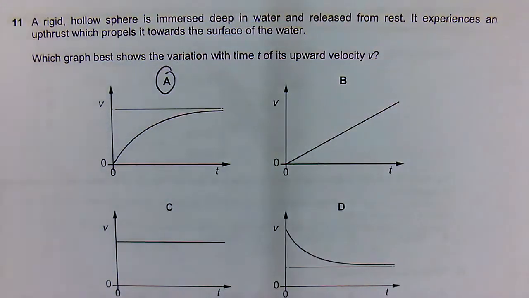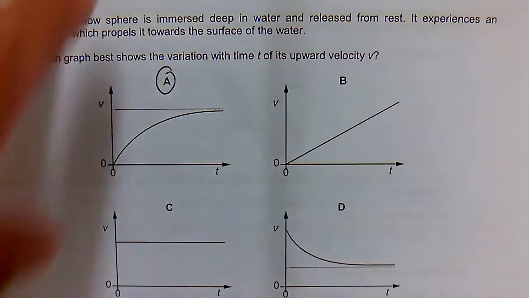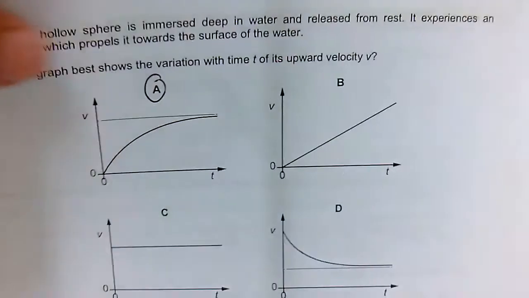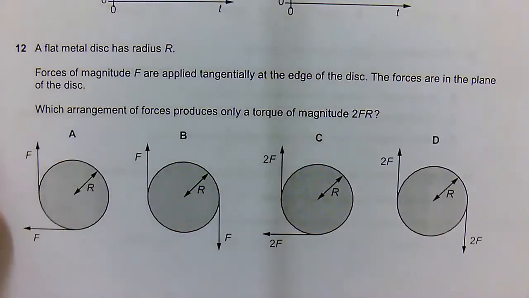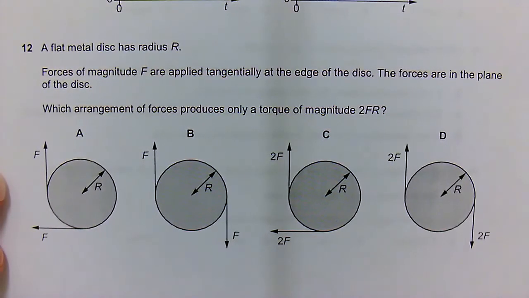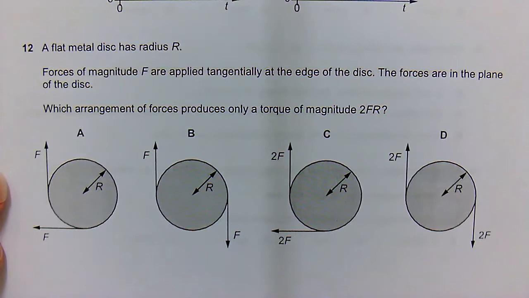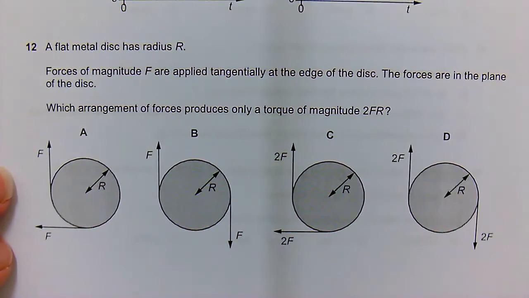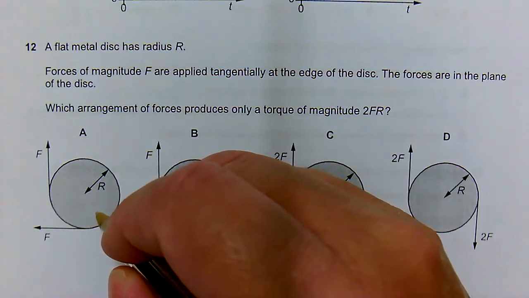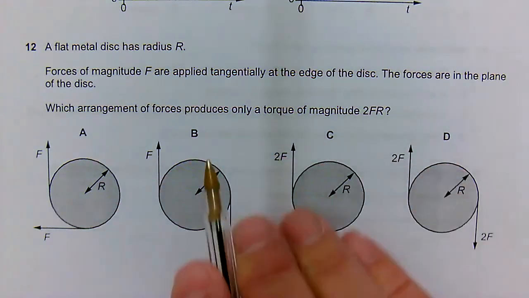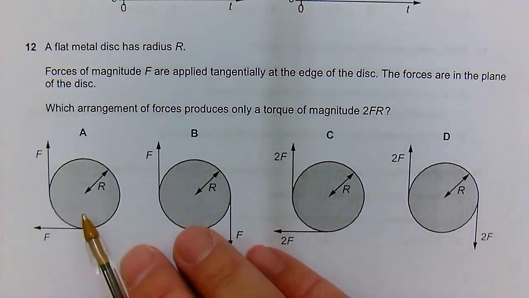Pretty simple. So number 12, you've got a flat metal disc of radius r. Forces of magnitude F are applied tangentially at the edge of the disc. The forces are in the plane of the disc. Which arrangement of forces produces only a torque of magnitude 2Fr? So which of these produces a torque of a magnitude of 2Fr? So this one, well, only a torque. So this is not in equilibrium.